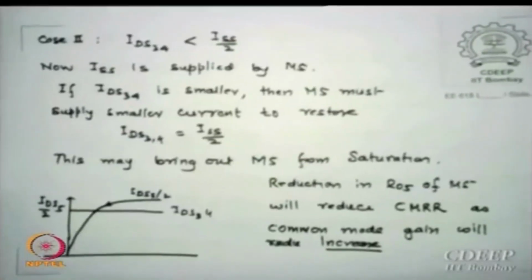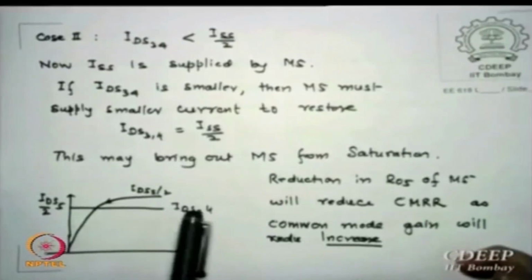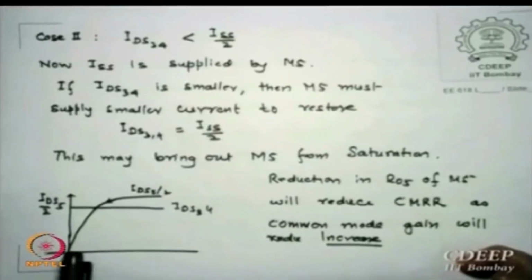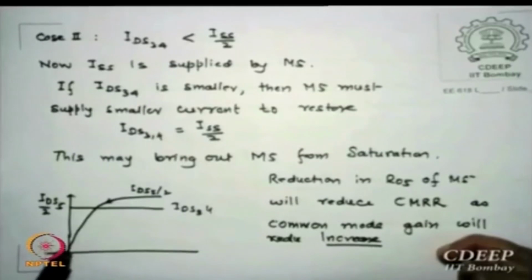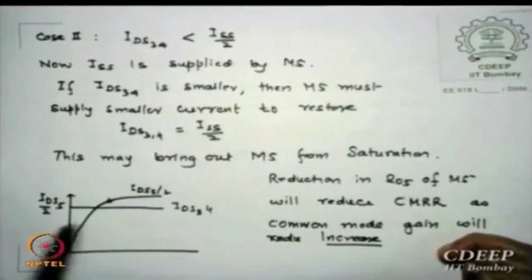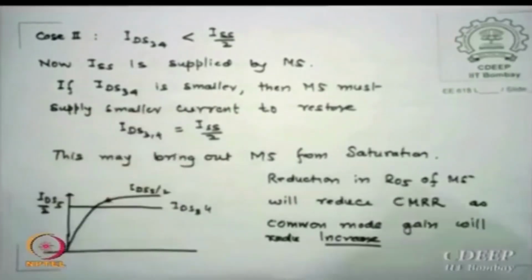If IDS 3-4 is less than ISS 4, ISS which is supplied by M5, now we say IDS 3-4 is here, and M1 M2, which is receiving half the ISS current from M5, is following this IV law. Okay. Now what will happen? If this is to be made equal, then M5 will now come out of saturation.